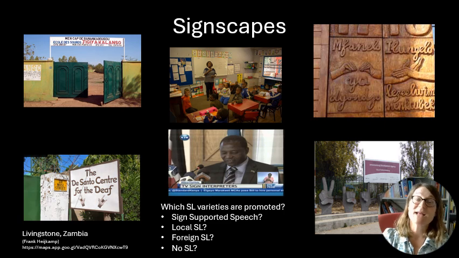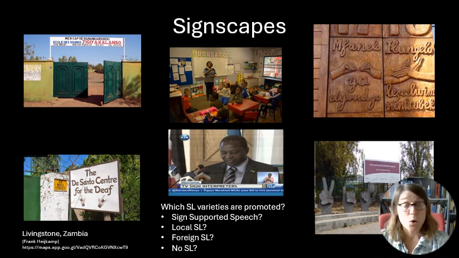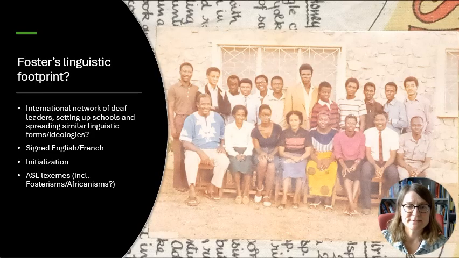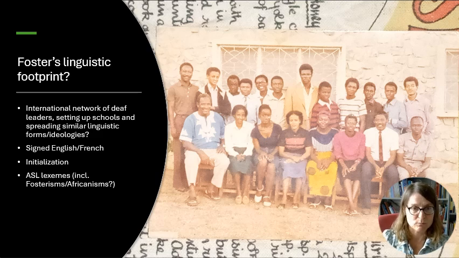So with these highly multilingual situations, signscapes can be interesting to understand which varieties are promoted in the public sphere. Is it sign-supported speech? Is it foreign signing? Is it local signing? Or is there no signing at all and only spoken languages or written languages? So that can be an interesting tool that we will also use and talk about more later.